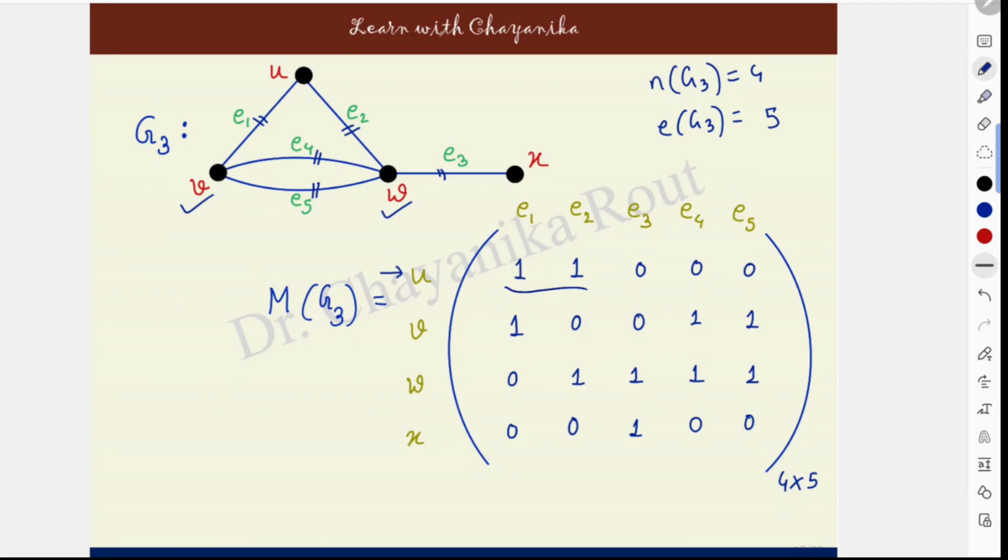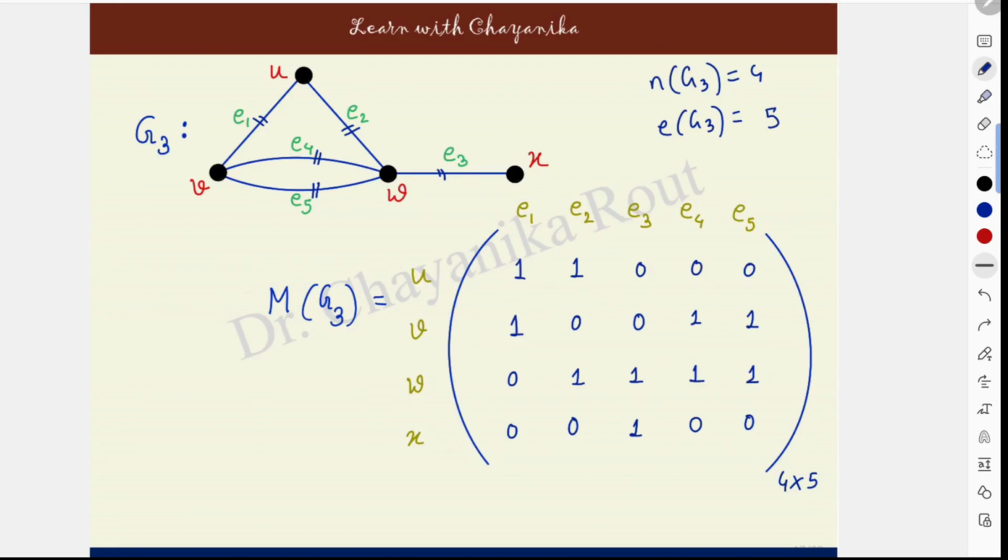If I sum up the entries of the first row, I get 1 plus 1 plus 0 plus 0 plus 0, that is a total of 2. In the graph, you will find the degree of the vertex U is 2. See, the vertex U is having degree 2. Similarly, if we check the third row, it is corresponding to the vertex W. The sum of all the entries is 4 because the vertex W is having degree 4.